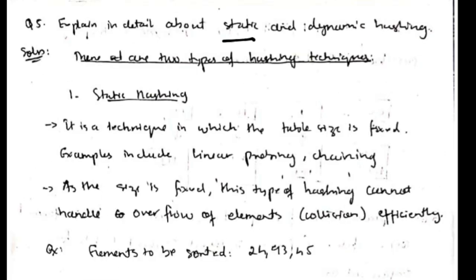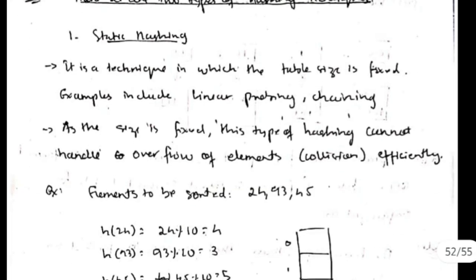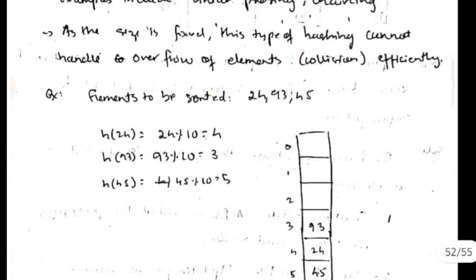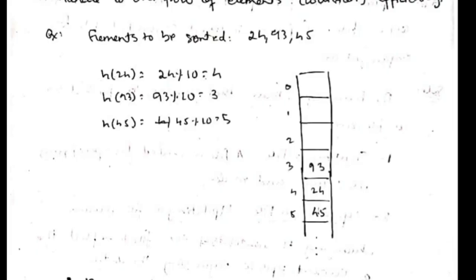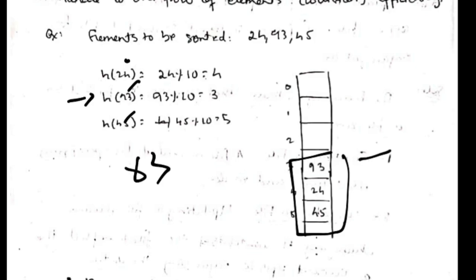Explain in detail about static and dynamic hashing. In static hashing we will have the table size fixed, and the disadvantage is that it's not efficient to resolve the overflow or the collision of the elements. For example, see here, these elements 24, 93 and 45 are stored here. If you have to store 83 after 93, that will also be stored here, but to get to that we have to travel each of these elements and then we will find the empty location.